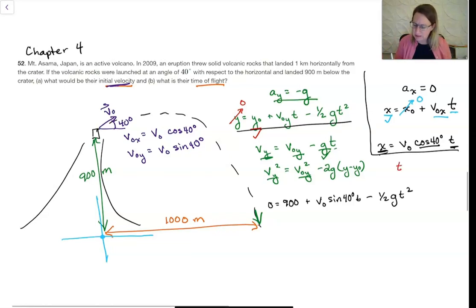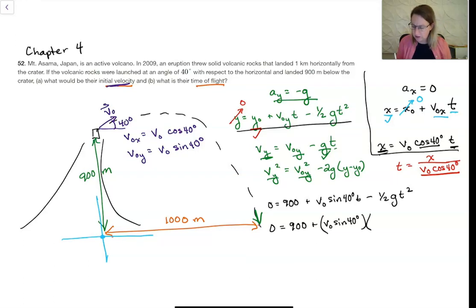So I've got t is equal to x over v naught cosine of 40 degrees. Okay, so I'm going to put that into my expressions here because this is just a number with my v naught. So I'm going to throw that in over here. And it turns out I can do a little bit of a cheat. I can make this easier than it looks. I've got 900. I'm going to put my v naught sine of 40 degrees. I'm going to put my t in here. X over v naught cosine of 40 degrees.